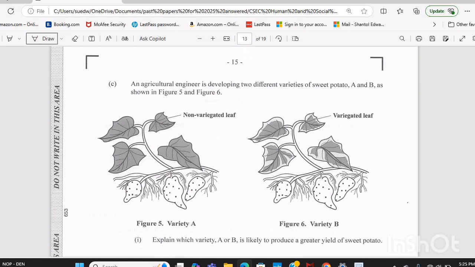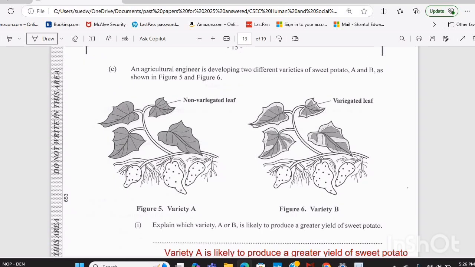Now, you have a non-variegated leaf for variety A and a variegated leaf for variety B. Now, variegated leaf means that there are sections which are white and do not contain chlorophyll, so that part of the leaf cannot photosynthesize. And you have the non-variegated leaf, which means all of the leaf is green. So which one do you think would produce more sweet potato?